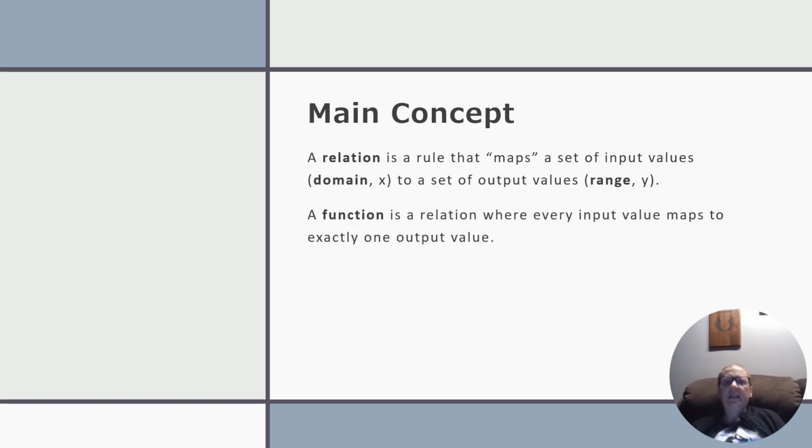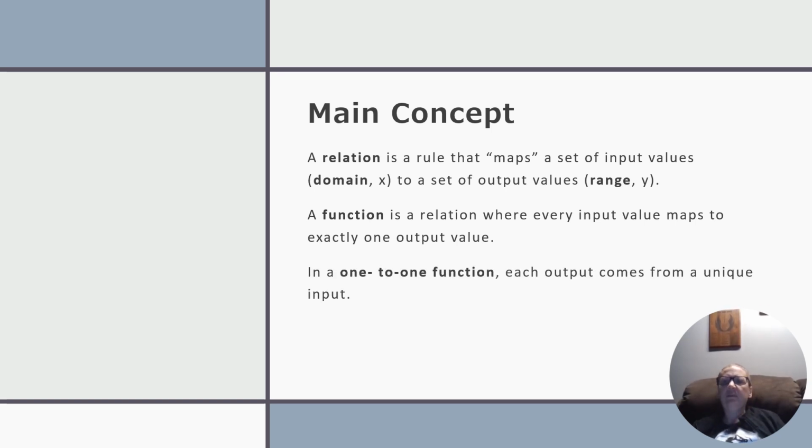A function is a very special type of relation where every input value maps to exactly one output value. So in other words, if you put in a value for x, like 2, you're only going to get one y value out. So 2 isn't going to go to both a 3 and a 4. It's just going to go to a 3, or it's just going to go to a 4, or etc.